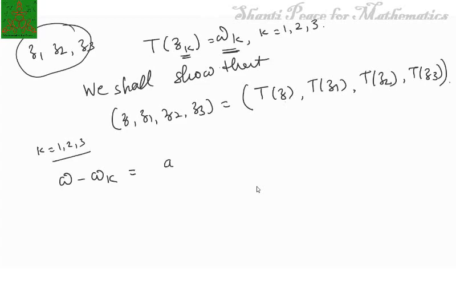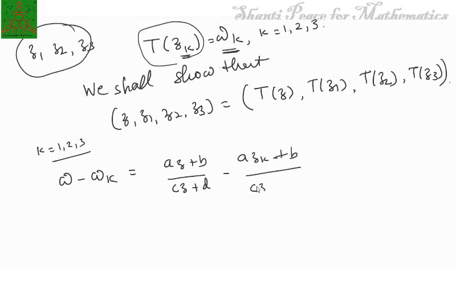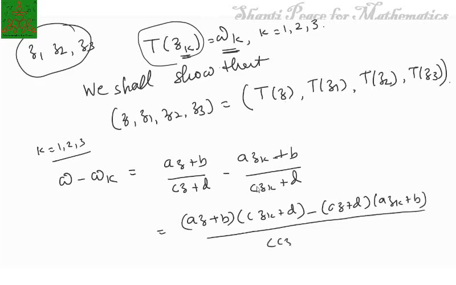Now what is W? It is (Az + B) upon (Cz + D). And what is Wk? It is the image of the point Zk. So it is (Azk + B) upon (Czk + D). If you simplify this, you can take the LCM here, that is (Az + B) into (Czk + D) minus (Cz + D) into (Azk + B) upon (Cz + D) into (Czk + D).